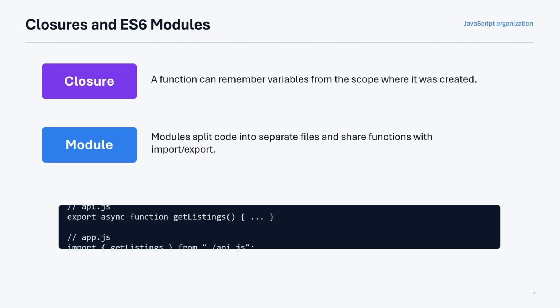Modules help us split code into different files. One file can export a function, and another file can import and use it. For example, one file can handle dark mode, another file can render cards, another file can send fetch requests. Modules make a project easier to read, test, and maintain. This is just like object-oriented design.